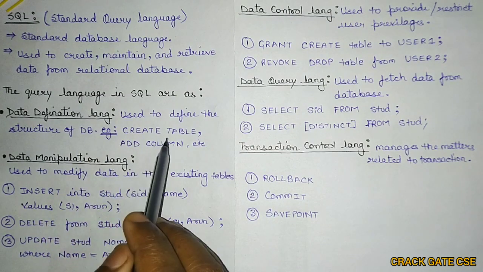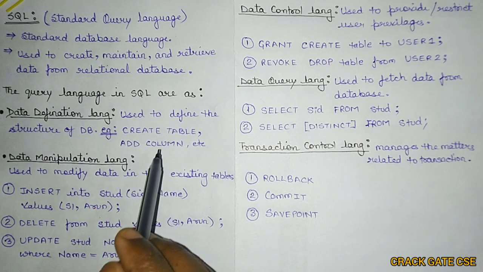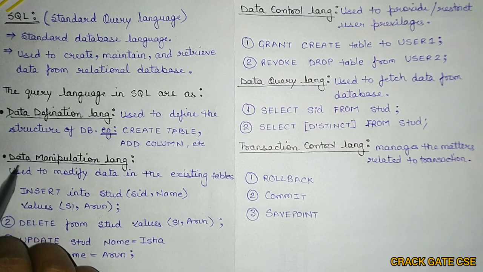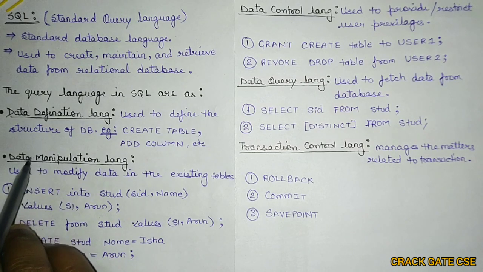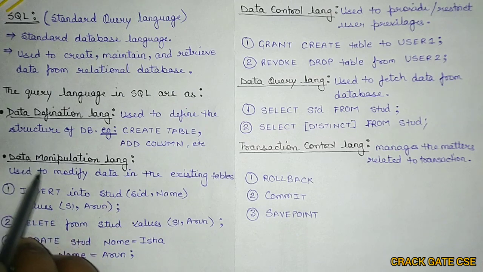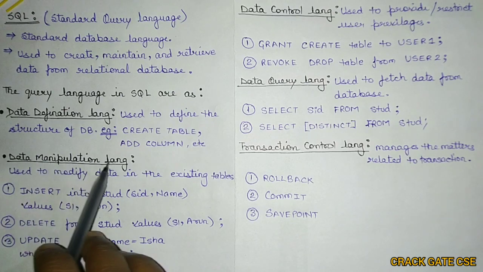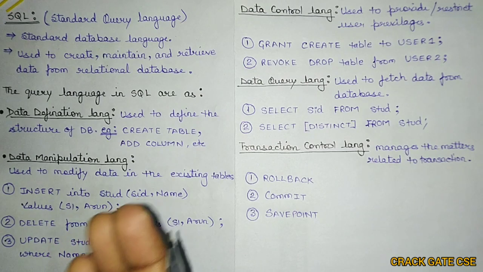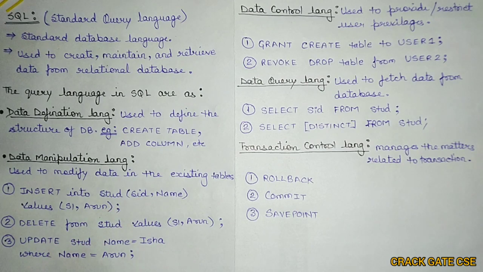Some examples are create table, using which we can create a table, and add column, using which we can add an attribute to a particular table. The next is data manipulation language. As the name says, manipulation means we can modify. Using this data manipulation language we can modify the data in an existing table. Whatever existing tables are in a particular database, we can modify the values of the records using this data manipulation language.